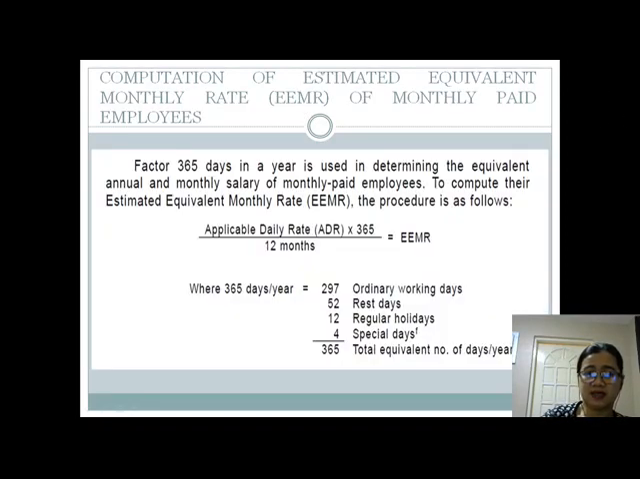We've also discussed last meeting the computation of the EEMR, or the estimated equivalent monthly rate, using the different factors or schemes. Like we have the 365 factor or the 365 scheme. Those are the compositions of how you came up with the 365 days. Again, this varies on a year-to-year basis, so you need to read the handbook of the Bureau of Working Conditions on a yearly basis for you to have accurate and up-to-date information.